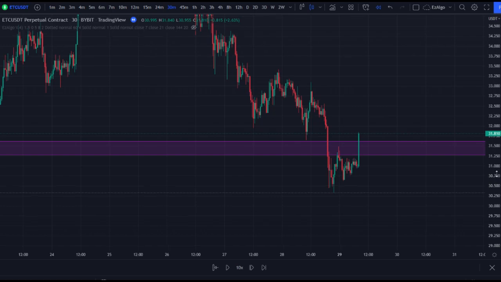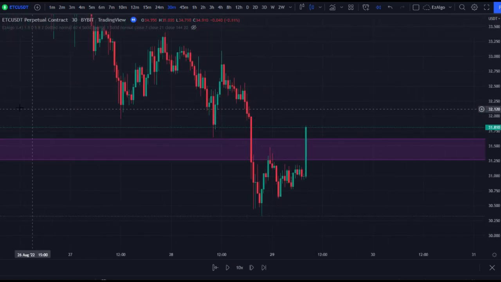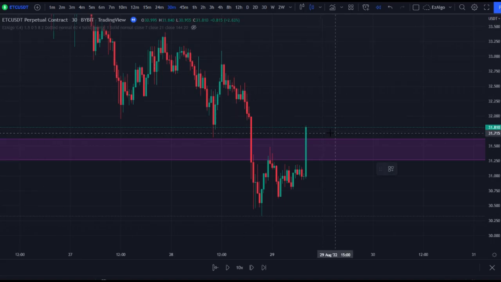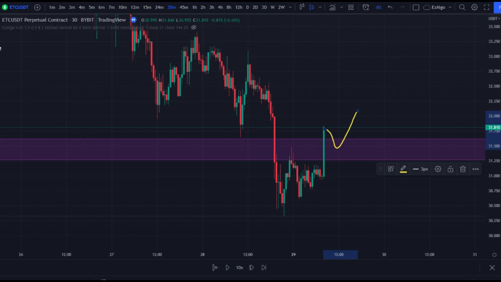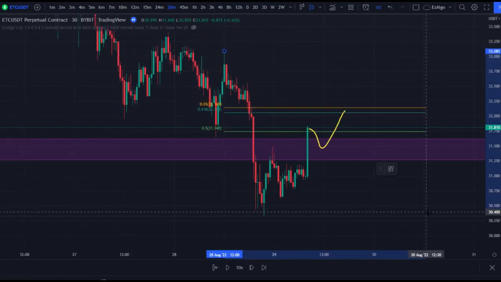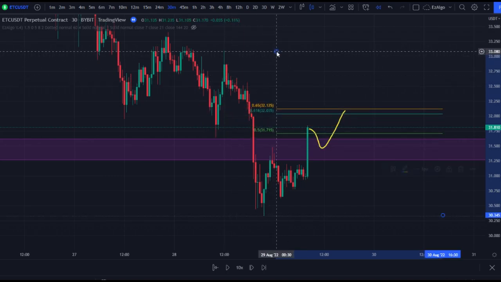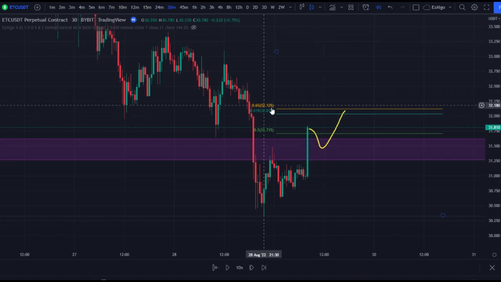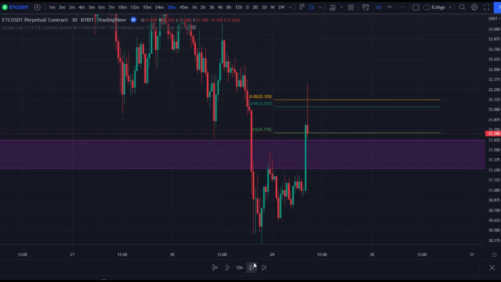And another thing I noticed, now that price is out of this zone, there's a couple things I'm looking at possibly, right? One would be a retest back into the zone. Another thing I'm looking at is this Fibonacci retracement level. Let's see. So I'm looking for the golden pocket. I'm looking at 32 to possibly take a short. And let's see what happens.